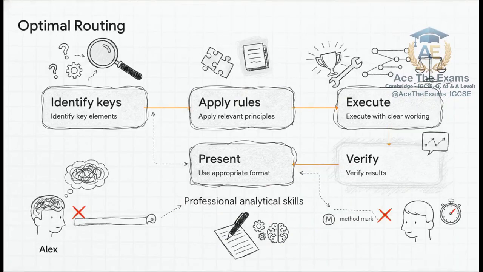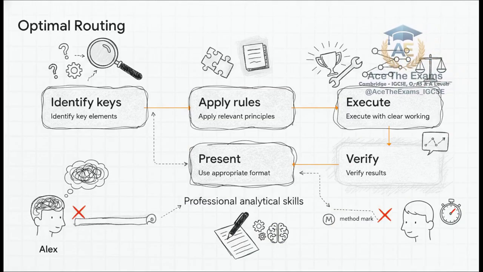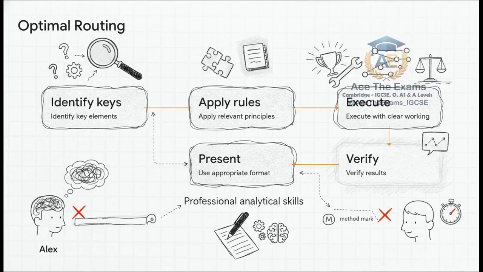This is it. This is the 5-step standardized optimal routing sequence you must memorize. 1. Identify key elements. 2. Apply relevant principles. 3. Execute analysis with clear working. 4. Verify results. 5. Present in an appropriate format.